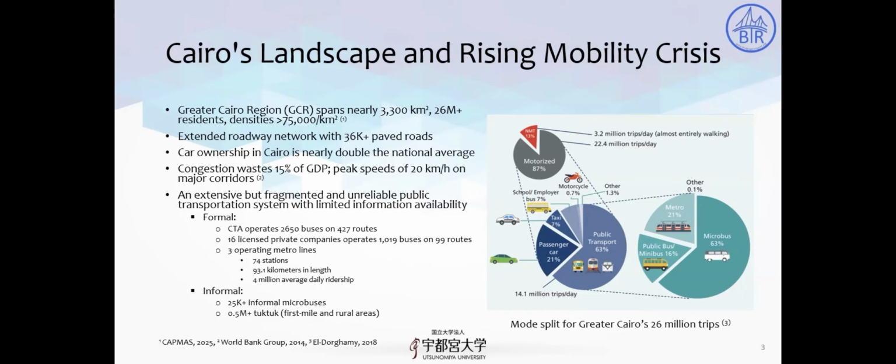Densities can go up to 75,000 inhabitants per square kilometer, specifically in all the regions and towards the city center. Cairo has a very extensive roadway network with more than 36,000 kilometers of paved road. Car ownership is nearly double the national average. Congestion costs Egypt around 15% of its GDP, and average speeds on some corridors can go as low as 20 kilometers per hour.